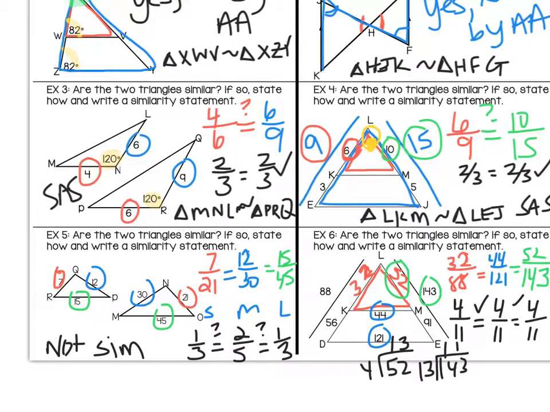Yay. All of them are equal. You have to try all of them. You can't just stop after the first two, which is what a lot of people like to do. And now we can say our similarity statement that triangle LKM is similar to triangle LDE by side, side, side.